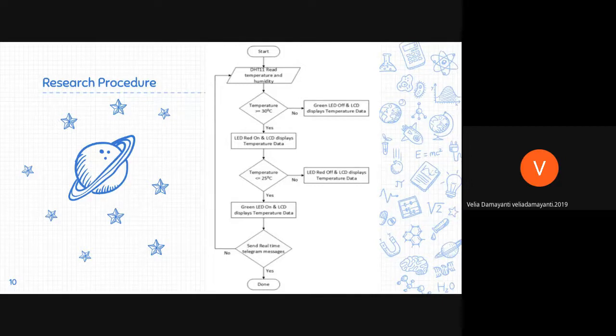And then the data will be sent in real time as a Telegram message. If the data is not sent, the DHT sensor will read the temperature and humidity again, and the process will repeat itself. But if the data can be sent, we can see the data result and easily monitor it. Next.